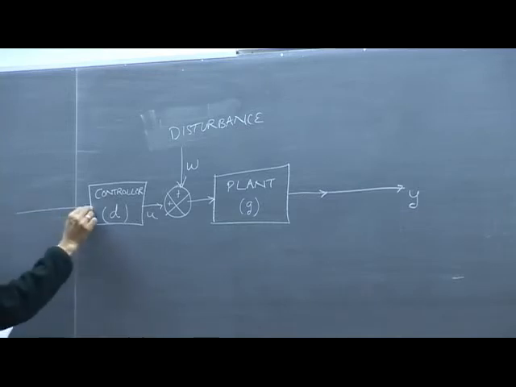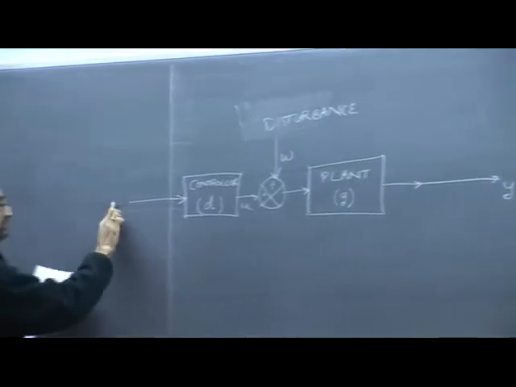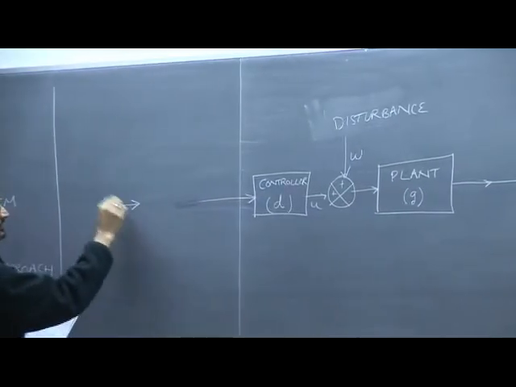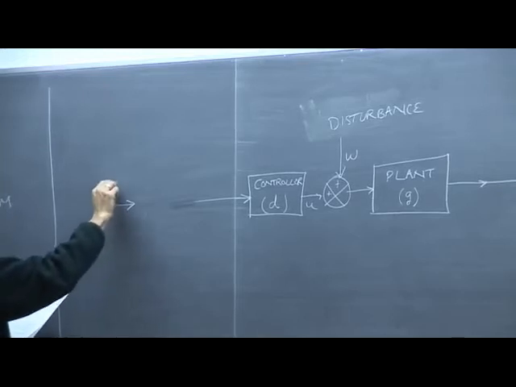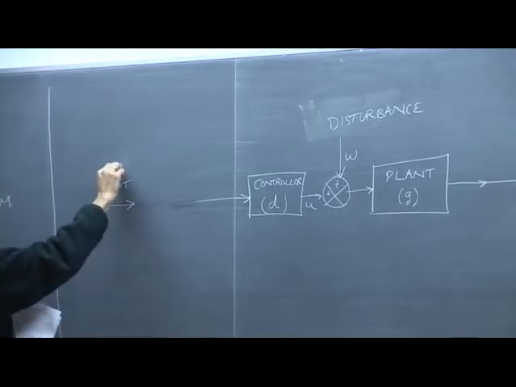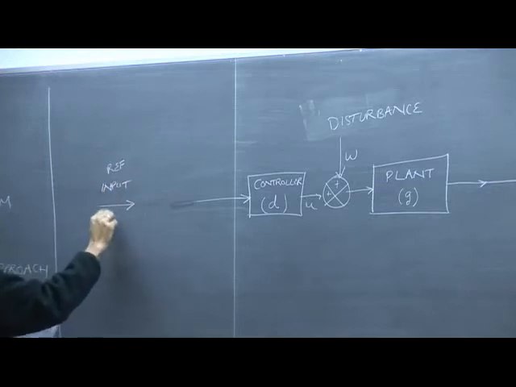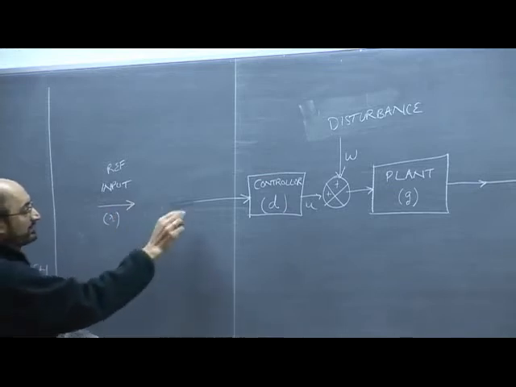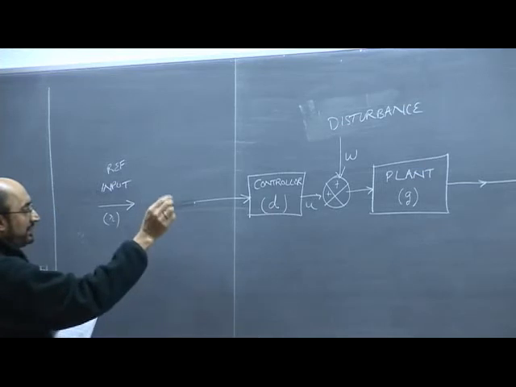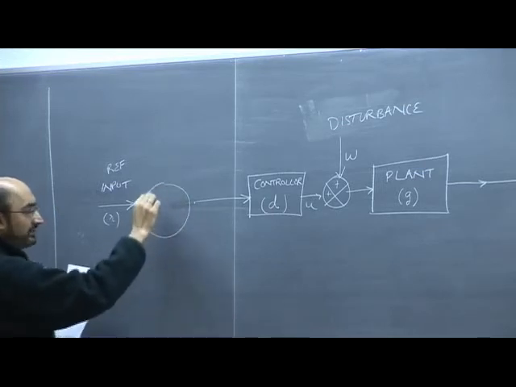Now, the controller is being told to do something. What it's being told to do is to follow some reference input, which we denote as R. So, for example, in the thermostat example, we want to have the reference set point temperature to be 23 degrees. That's your reference input.